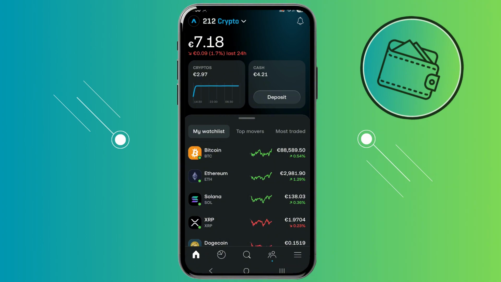We just made a deposit. And as you can see, the cash amount just increased. So essentially, that's how you can move funds or money from one to another Trading 212 account.